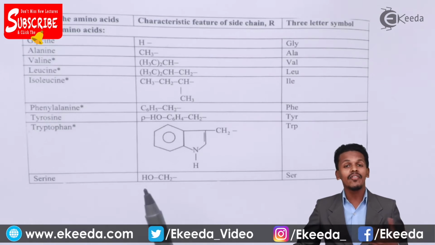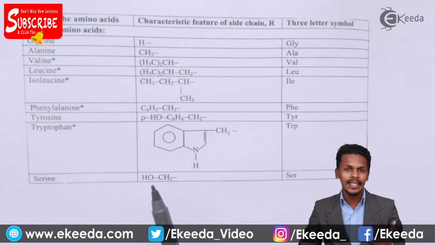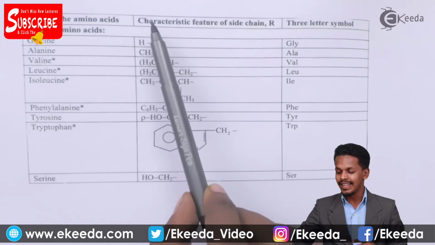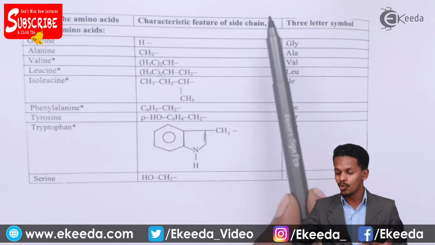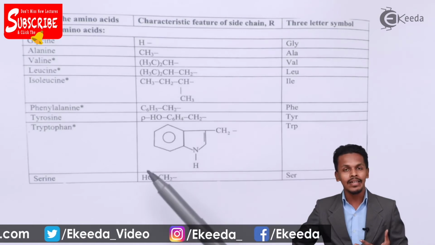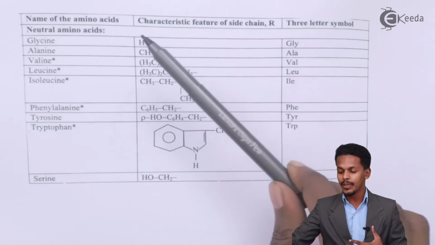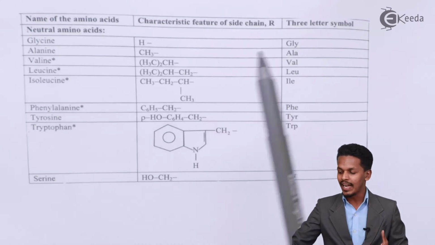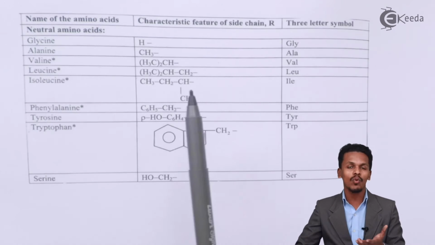So friends, this is the data where we can see the different types of alpha amino acids. There are different types of alpha amino acids, and suppose the R group is replaced by a certain group, what would the alpha amino acid be called, and what are the three letter symbols? This is what I'm going to talk about.